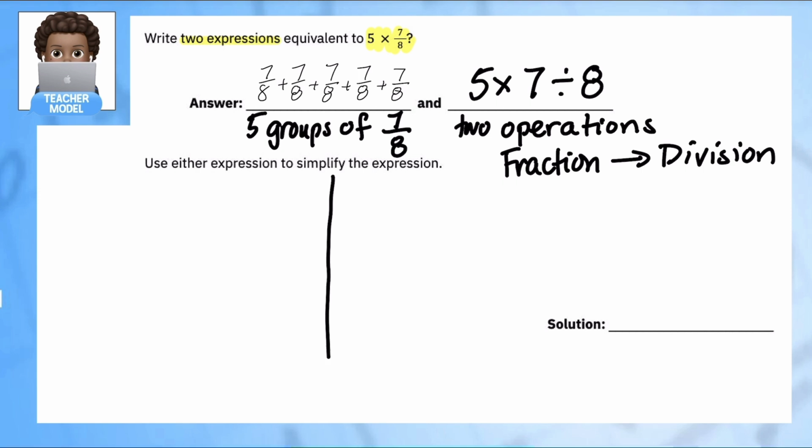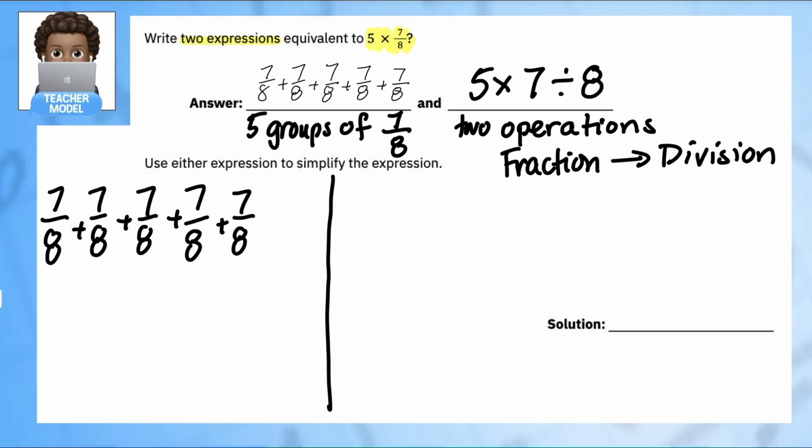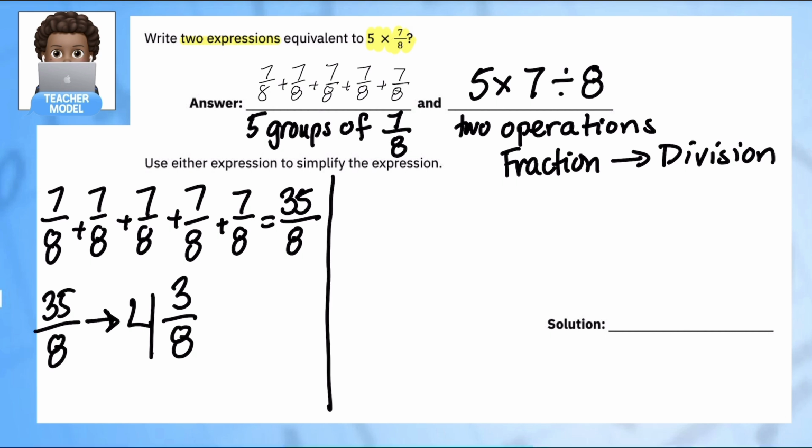If I did the repeated addition, 7/8, 7/8 plus 7/8 plus 7/8 plus 7/8, I would have 35 over 8. That's what I get here. And of course, now that I have that, I still have to divide. 35 divided by 8, I have to finish that. 8 goes into 35 4 times. That gives us 32, and that means I have 3 left over out of 8. So I still needed to do division here to get to my final solution, 4 3/8.